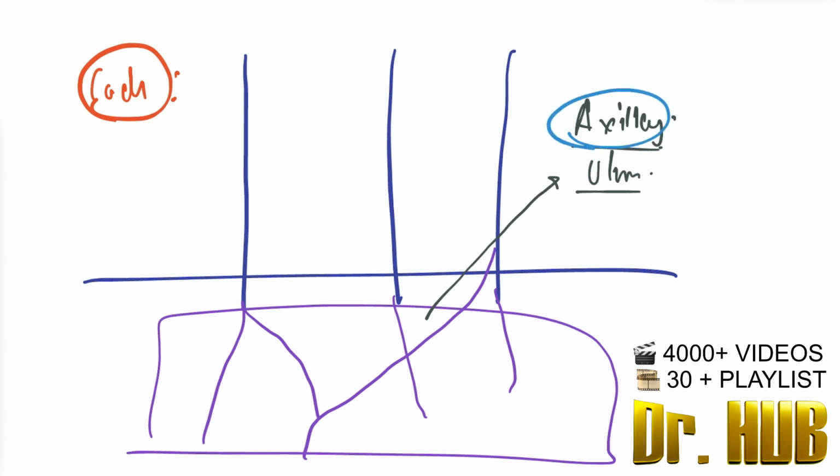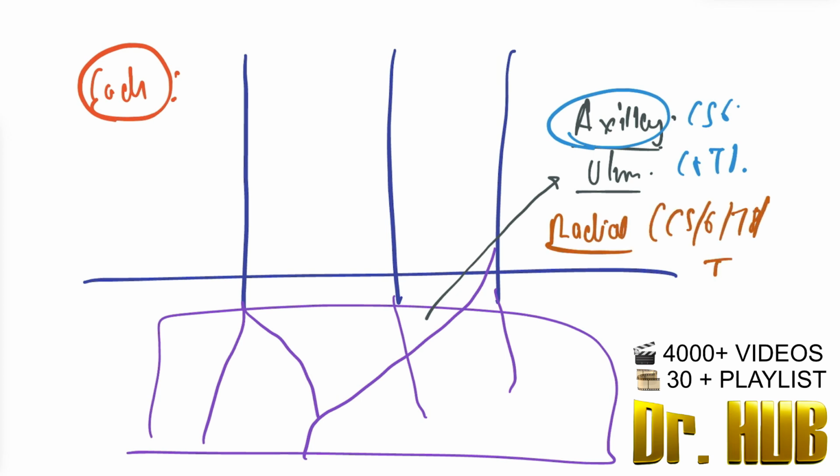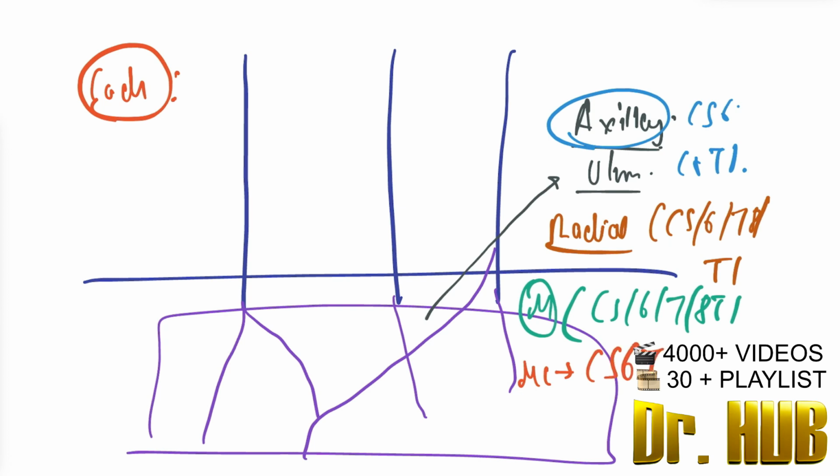The axillary is C5, C6. The ulnar will be C8, T1. These are very important to know, the root values. The radial will be the C5, 6, 7, 8 and the T1. Next, there is also the median. The median will be C5, 6, 7, 8, T1, and then the musculocutaneous. The musculocutaneous is nothing but the C5, 6 and 7.